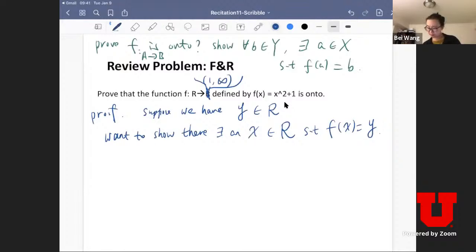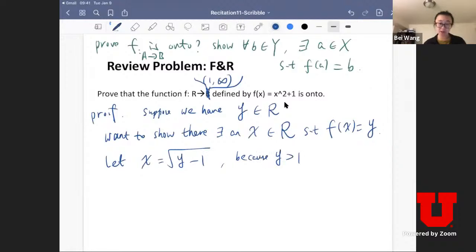So what is a potential x? I can essentially solve x from y. Okay, so essentially we can say let my x be equal to the square root of y minus 1. And because y is bigger than 1, remember I just changed the problem to make it slightly easier, then y minus 1 is bigger than 0. And then x, the square root of y minus 1, is also bigger than 0.